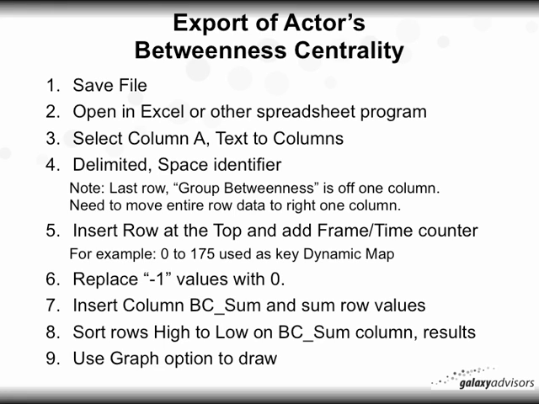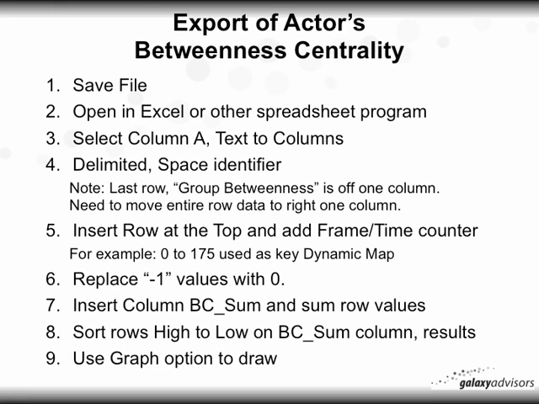Then step 5 is to insert a row at the top and add a frame time counter. For example, I've added 0 to 175, since in this particular case I was using a project manager's map over 175 days. Then you're going to see in the spreadsheet a lot of -1s. The -1s represent that there was nothing, that actor wasn't participating in the context yet.